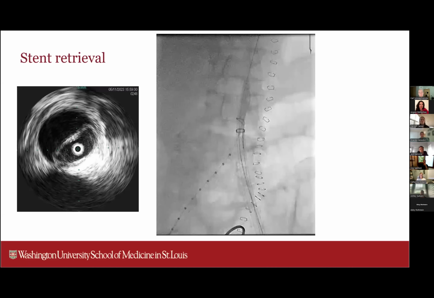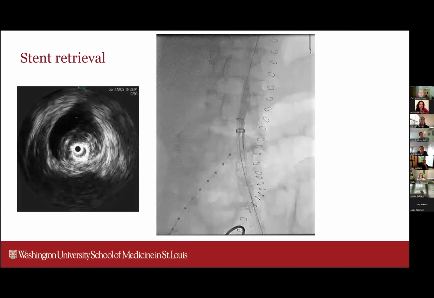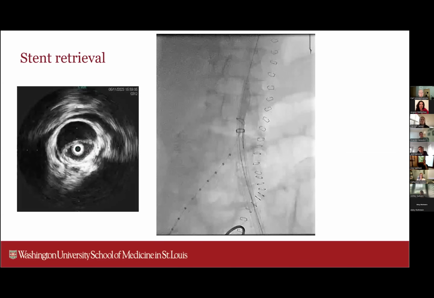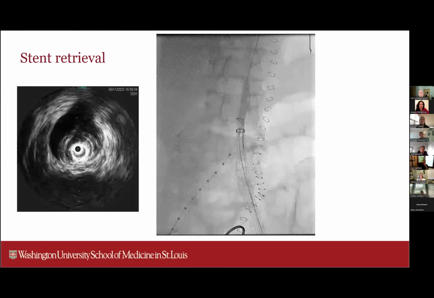To remove the stent, a wire was inserted through the left femoral artery, through the middle of the stent, which is confirmed with this intravascular ultrasound, which you can see here. You can see the stent present right there, as well as the dissection flap. And this is where this gets pretty interesting.